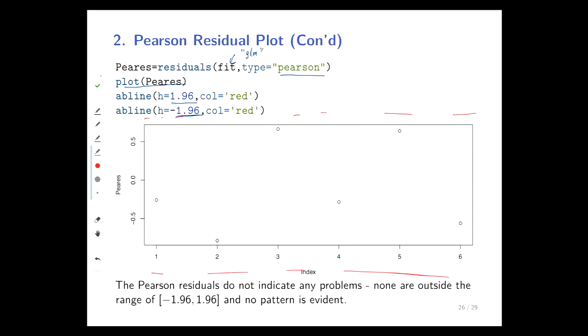Obviously, because here we only have 6 observations, these 6 observations are within this range. So in this case, we do not have an outlier problem, because we have a small number of observations.